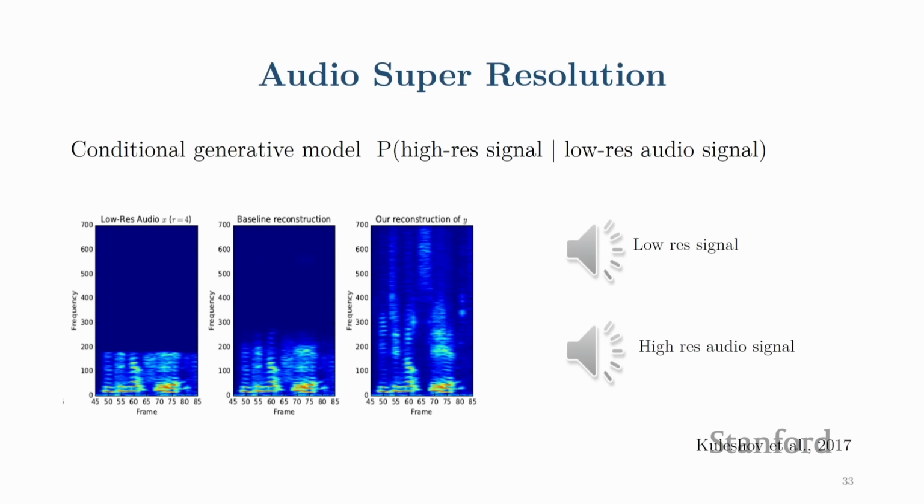Again, this is basically the same problem as in-painting. You're missing some pixels, you're missing some frequencies, and you can ask the model to make them up for you. And to the extent that it understands the relationship between these values, which you can also think of as images, it can do a pretty good job at super resolving audio.